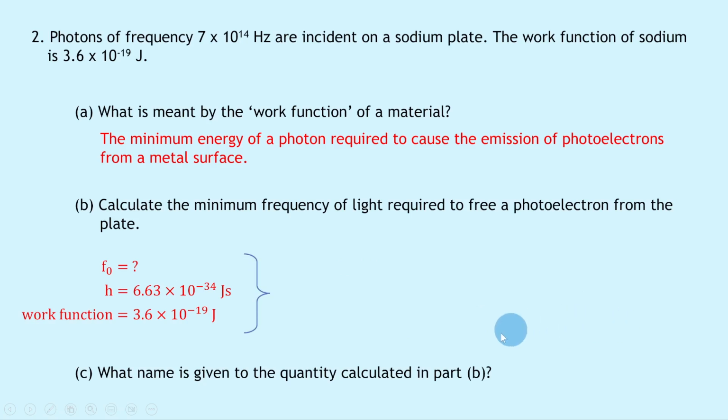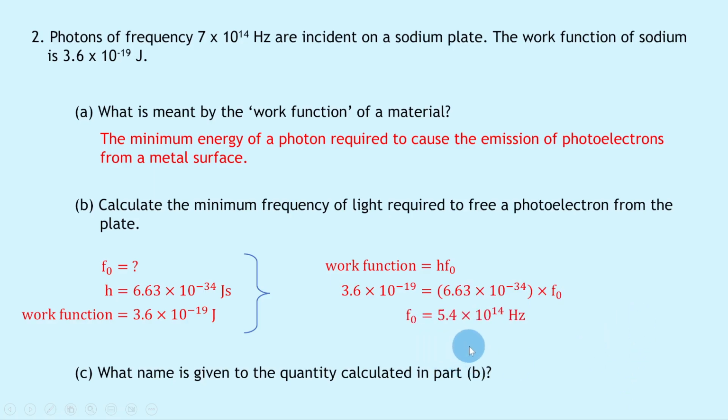So writing down our equation for work function, we have work function equals hf0. Substituting in the numbers gives 3.6 times 10 to the minus 19 equals 6.63 times 10 to the minus 34 times f0, and to get f0 on its own we just need to divide both sides by Planck's constant. If you do that in your calculator you should get an answer of f0 equals 5.4 times 10 to the 14 hertz.